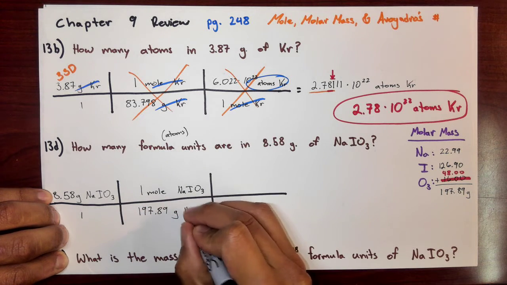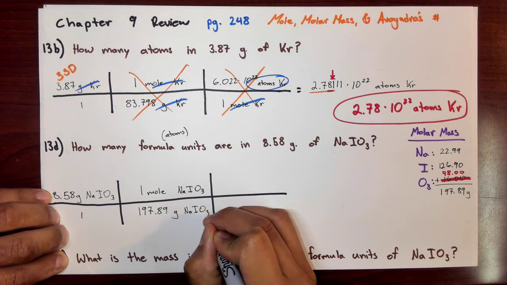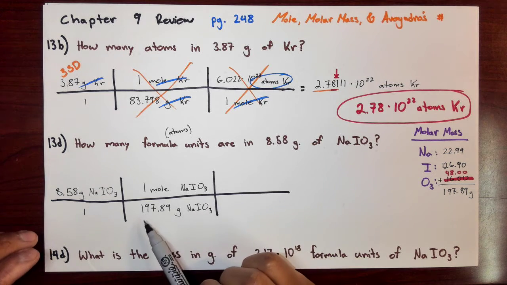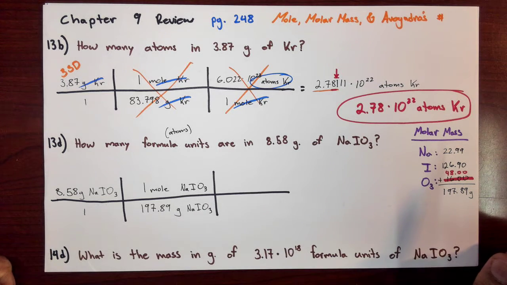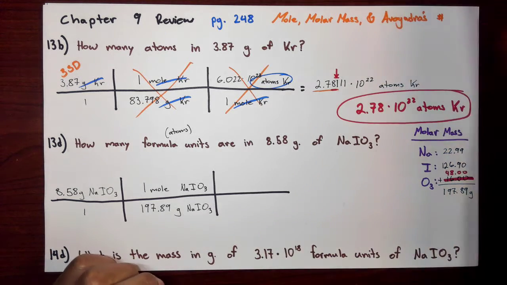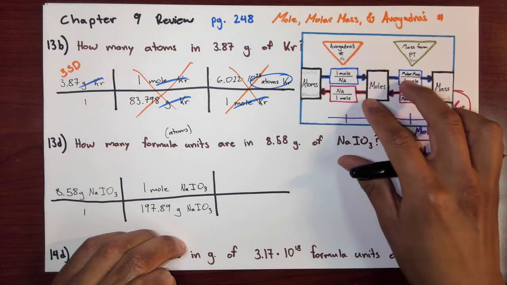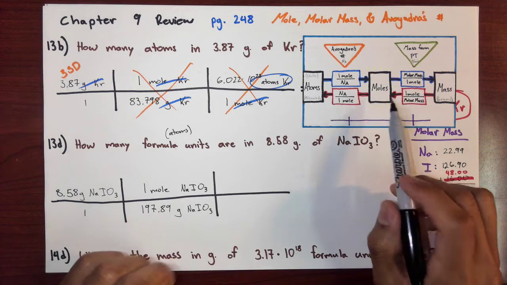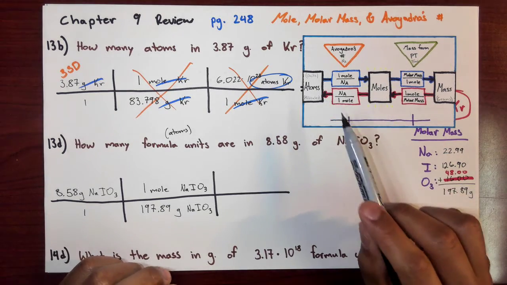197.89 grams of sodium iodate. All this means is that 1 mole of sodium iodate is going to have a mass of 197.89 grams. Okay, so we went ahead and found the first part, which is going from mass to moles. Now let's figure out going from moles to atoms.